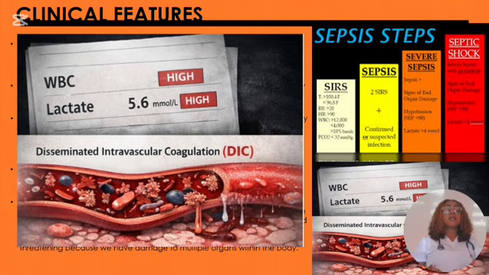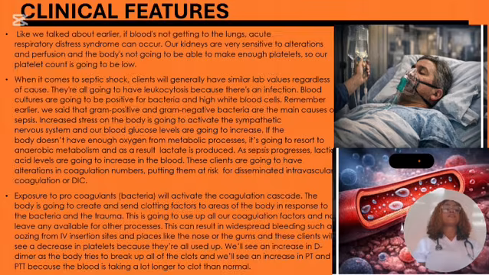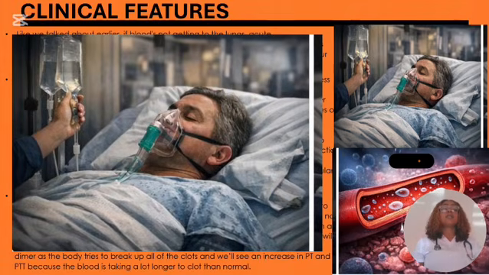Remember the leaky hose phenomenon. It won't matter how much fluid we are giving, because that fluid is not getting to where it needs to go. And finally, septic shock can progress to MODS or multiple organ dysfunction syndrome. This is incredibly life-threatening because we have damage to multiple organs within the body. Like we talked about earlier, if blood is not getting to the lung, acute respiratory distress syndrome can happen. Our kidneys are very sensitive to alterations in perfusion, and the body is not going to be able to make enough platelets, so our platelet count is going to be low.